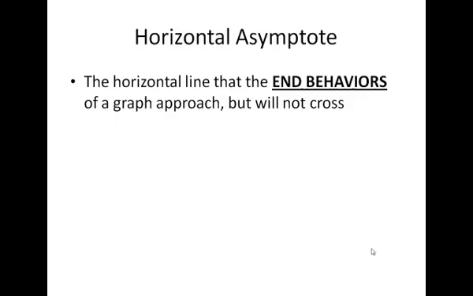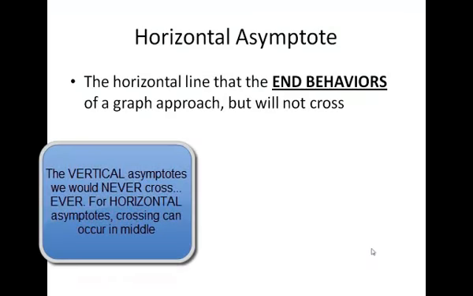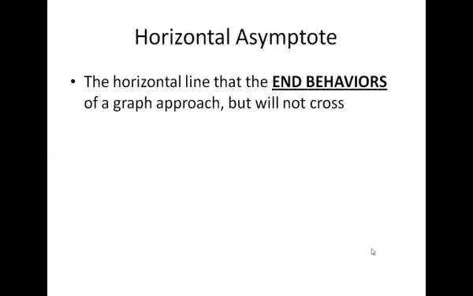Because in the past, what we've known asymptotes to be is a line that can never be crossed. And this is true, but we're only looking at when the end behaviors do not cross. So it's possible that somewhere in the middle, our function might cross this horizontal line that we call an asymptote, but the end behaviors will never cross this line. So what are they approaching? And that's the horizontal asymptote.